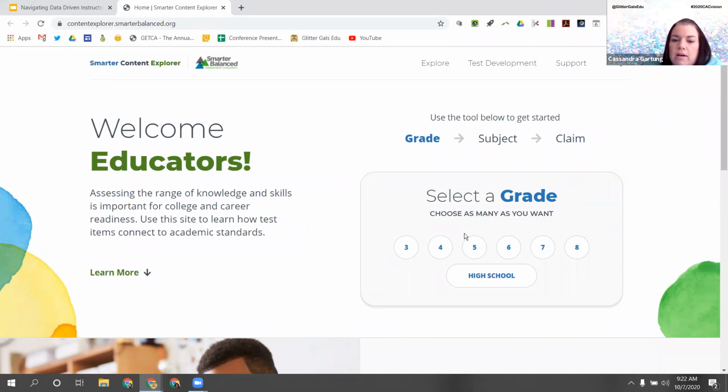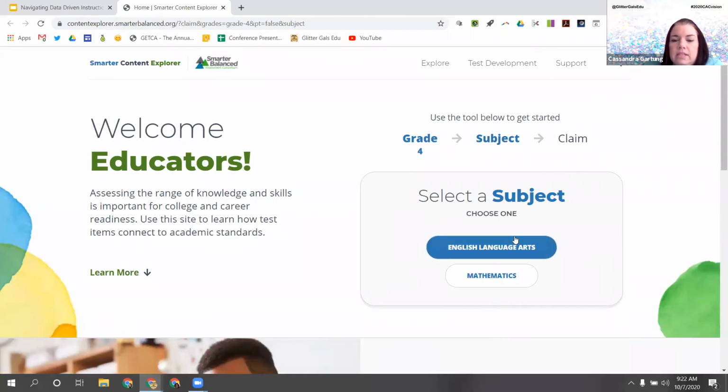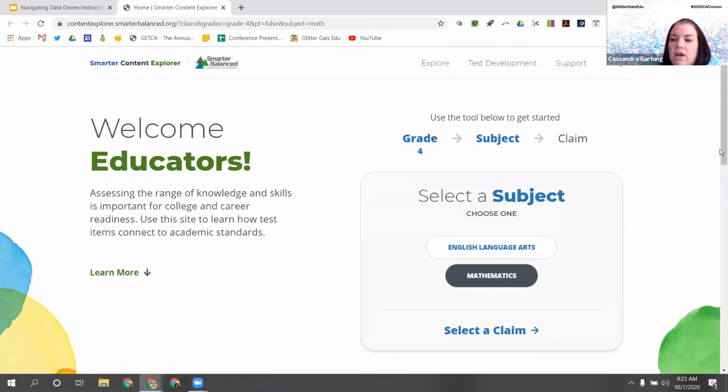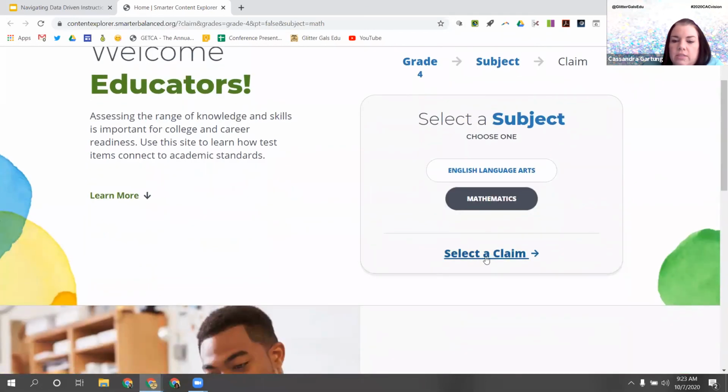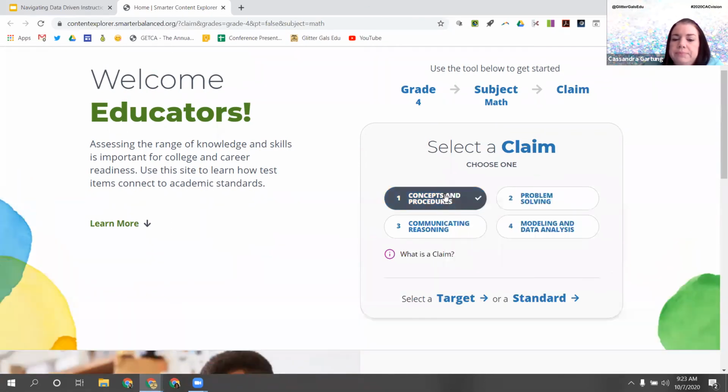So you just select your grade level. I'm going to do grade 4. I'm going to select English Language Arts or math. I'll select math. And then we are talking Smarter Balanced lingo here, so we're going to select a claim: concepts and procedures, problem solving, communicating reasoning, and modeling and data analysis. When we're dealing with math and most of the IABs and focused IABs, you're going to be in claim 1. I know that from experience using the system.